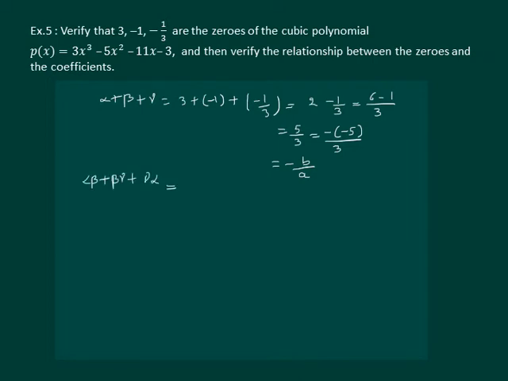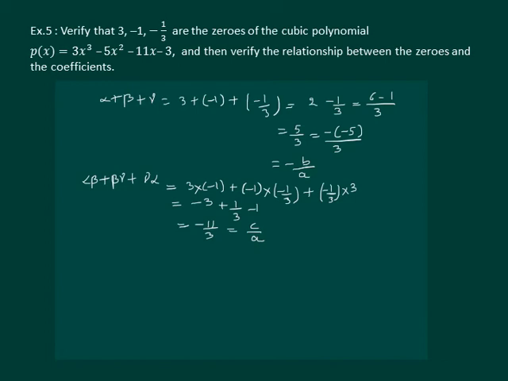Alpha beta will be 3 into minus 1 plus beta gamma, that is minus 1 multiplied by minus 1 by 3, plus gamma alpha will be minus 1 by 3 multiplied by 3. Now let us solve this. We get minus 11 by 3, but minus 11 is the coefficient of x, which is same as c by a. So we have verified that the product of the zeros taken two at a time is equal to c by a.